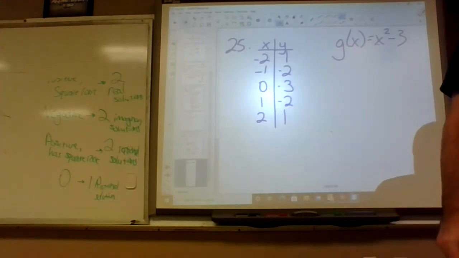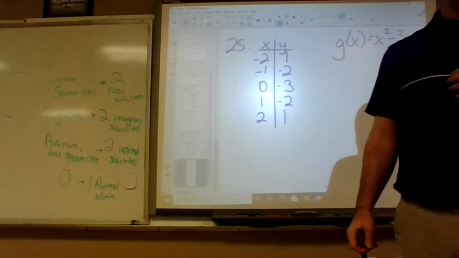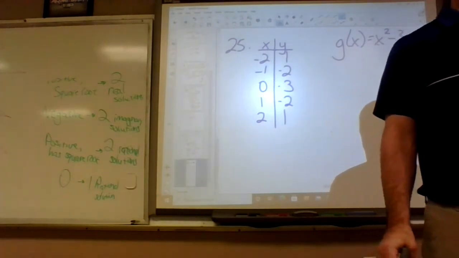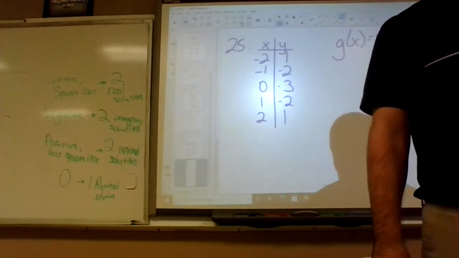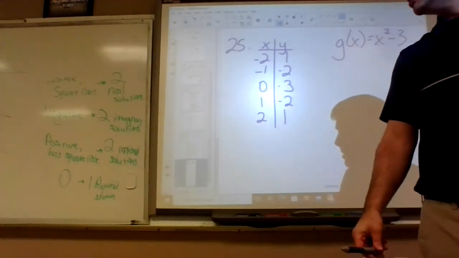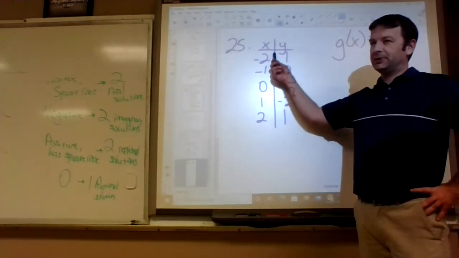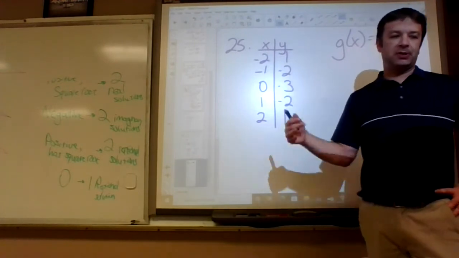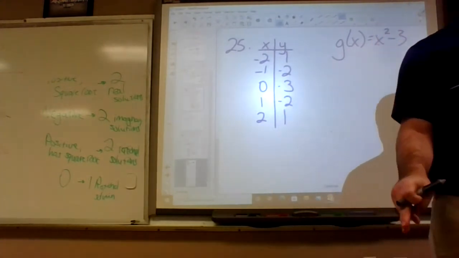Oh, wait. That was the end of 25. 26: Write the function as a set of ordered pairs. What does that mean? It means just write these in ordered pair form, like with the parentheses. Okay, so 26 is real easy.